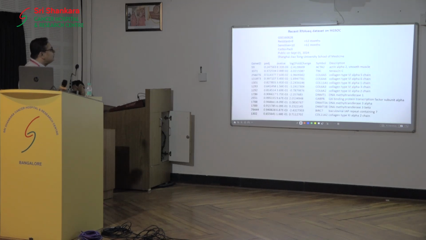So recently we found another RNA-seq data set where they are giving the same kind of treatment, and they are comparing sensitive versus resistant. They are finding that DNMT1 is highly upregulated, GBP1 is downregulated, and BIRC7 is upregulated. Also collagen 11A1 is upregulated.